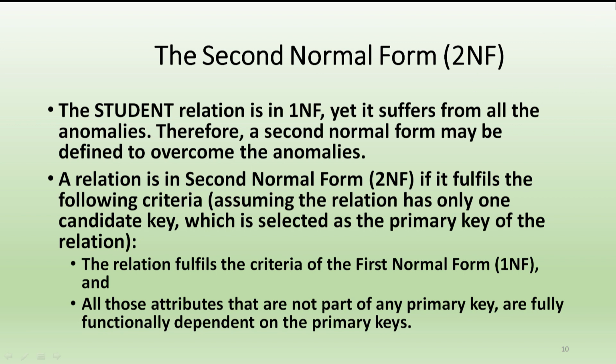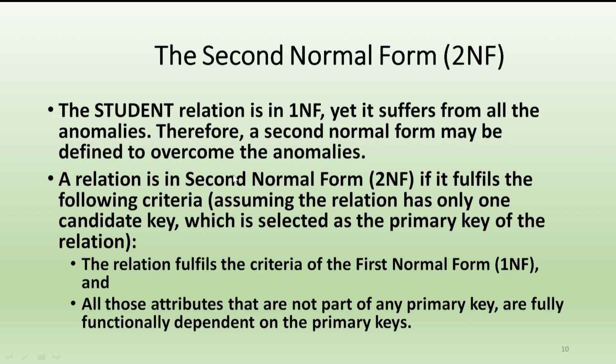And what we see in this relation is that there are a lot of redundancy related problems. What are they? Let me repeat: the update anomaly, the insertion anomaly, and the deletion anomaly. So all three problems exist. So what should we do now? Obviously, we would like to convert it to the next normal form, and that is called the second normal form. The student relation is in 1NF, yet it suffers from all anomalies. Therefore, a second normal form may be defined to overcome the anomalies.